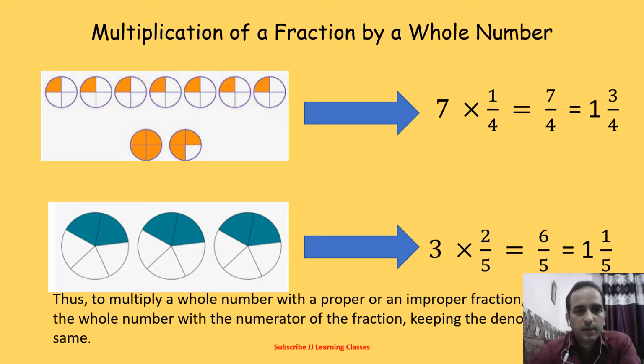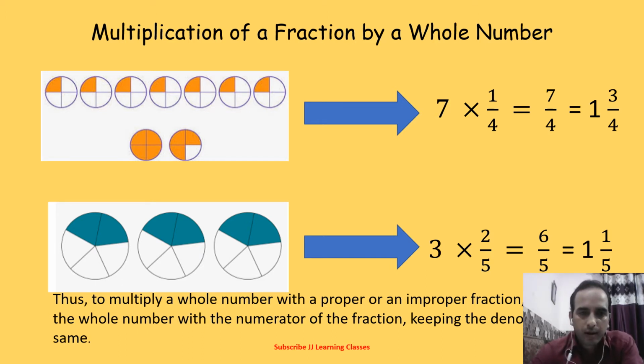Again you can see here there are 7 figures, each a quarter. The 4 figures together make a complete whole circle. So we have 1 as a whole number, and the rest of the 3 figures make 3 upon 4. This is the result we can understand from the pictorial depiction.